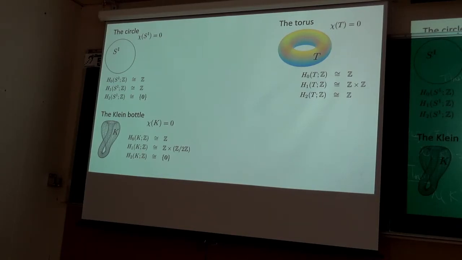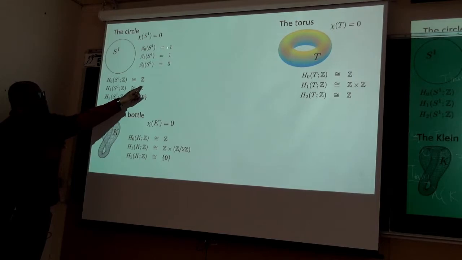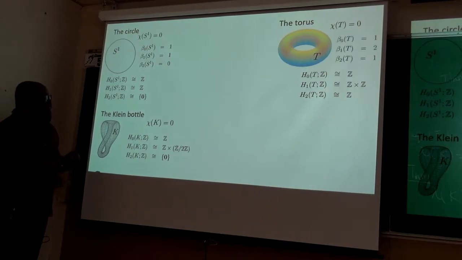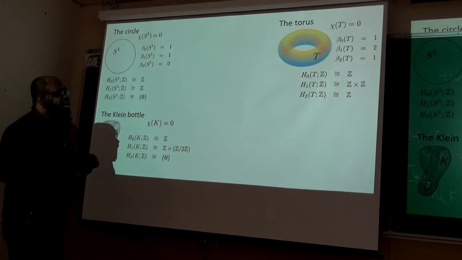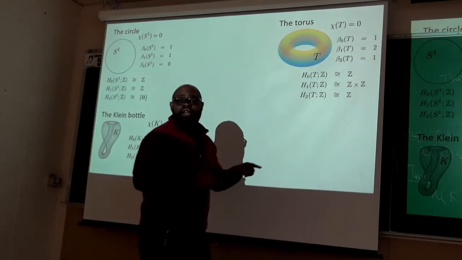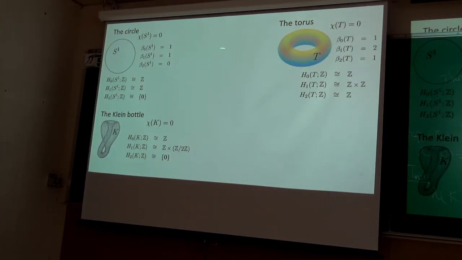Just for comparison, let's take a step back and look at the Betti numbers. If you compute the Betti numbers of the circle, you're counting the number of Z's. There's 1 here, so that's why you get 1 here, and there's 1 here, so you get 1 here. If you compute the Betti numbers of the torus, you get 1, then 2, and 1. So the Betti numbers are enough to distinguish between the torus and the circle. We didn't have to go all the way to homology to distinguish these two spaces.